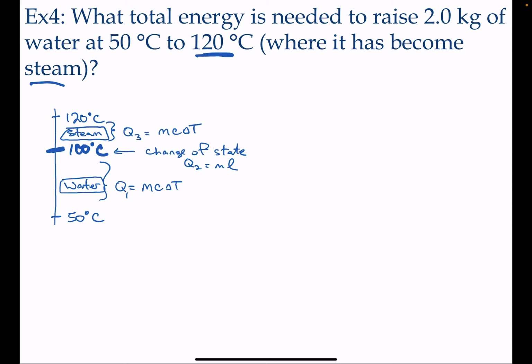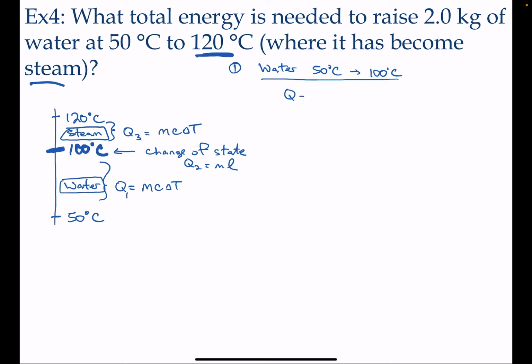Okay, so I'm just going to label them Q1, Q2, Q3. We're going to actually find 3 different Qs, and then we're going to add them all together. So this is a bit of a long question. So let's say sort of step 1. We are raising the temperature of our water from 50 degrees Celsius to 100 degrees Celsius. Okay, so that's kind of our step 1.